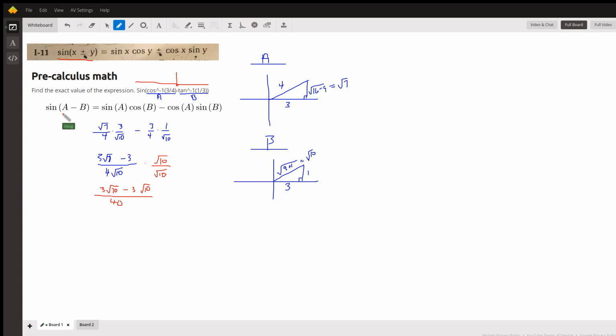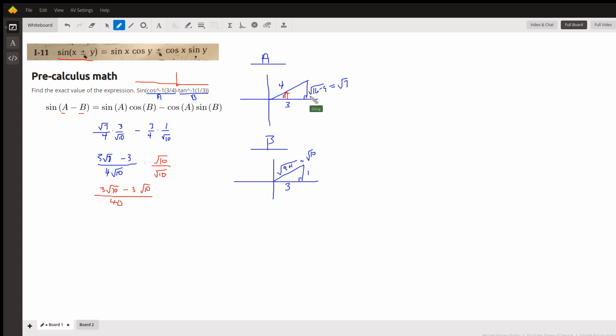Or using capital letters A and B, these are angles. A is the angle that has a cosine of 3/4, B is the angle that has a tangent of 1/3. So one way to find other trig ratios for those angles is to draw a little sketch like this. So this is angle A right here. It has a cosine of 3/4.